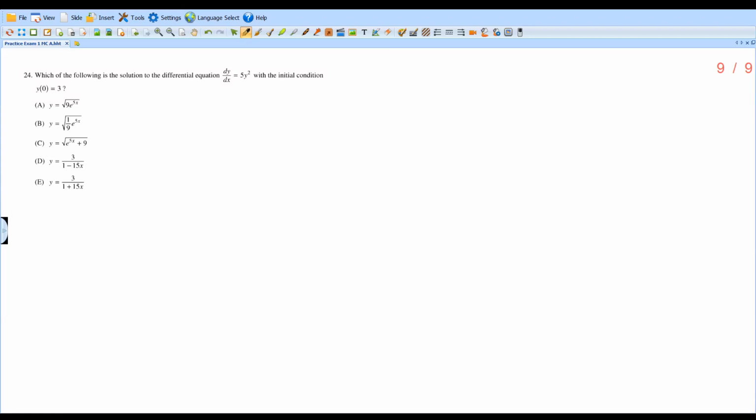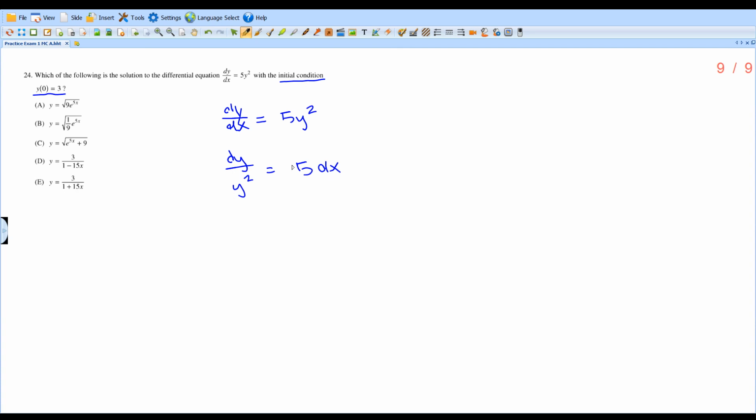Solution to the differential equation dy/dx equals 5y squared with the initial condition y of 0 is equal to 3. So this is sort of like a chapter 6 question where what we're going to do is take this dy/dx equals 5y squared and separate our variables. So I'll divide by the y squared, multiply by the dx. So I get dy over y squared equals 5 dx.